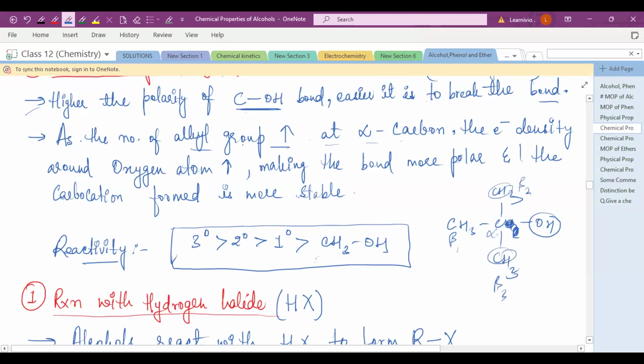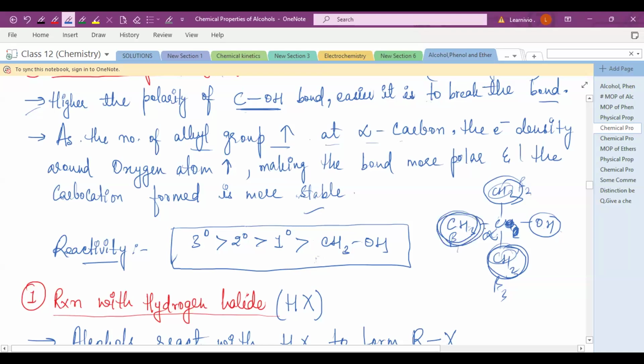So as the number of alkyl groups increases at the alpha carbon, the electron density around the oxygen atom increases, which makes the bond more polar and the carbocation formed is more stable, right? See, the OH group is attached to this carbon, so this is an alpha carbon, and there are three alkyl groups attached to this alpha carbon. So with more alkyl groups attached to the alpha carbon, what happens to the electron density?